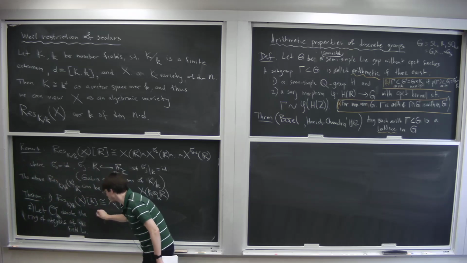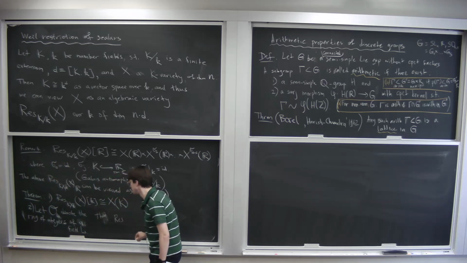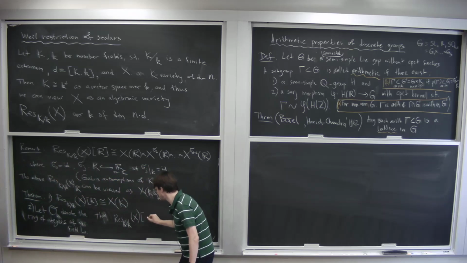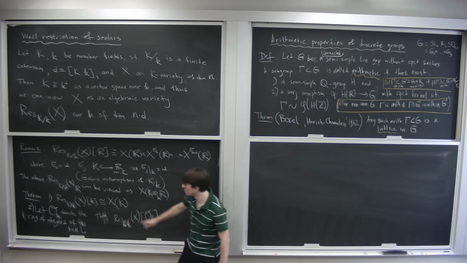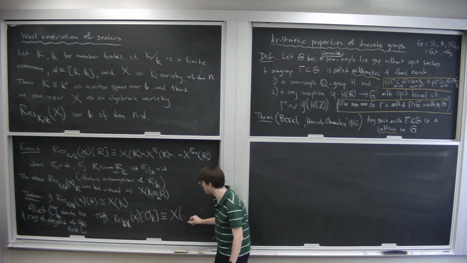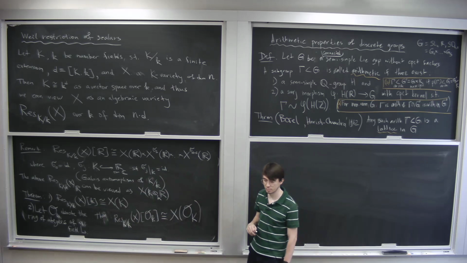Okay, sorry, I need to write. Then I have the following correspondence: the restriction of scalars of K over small k of X, taking its integer points with respect to this smaller field, the subfield, is also in one-to-one correspondence with integer points of the initial variety with respect to the corresponding number field. All right.